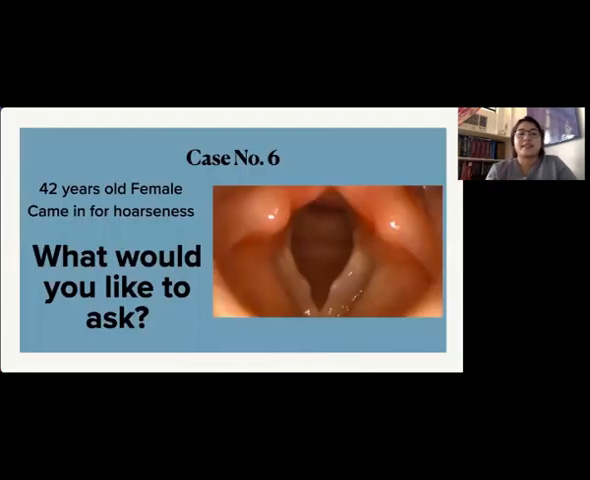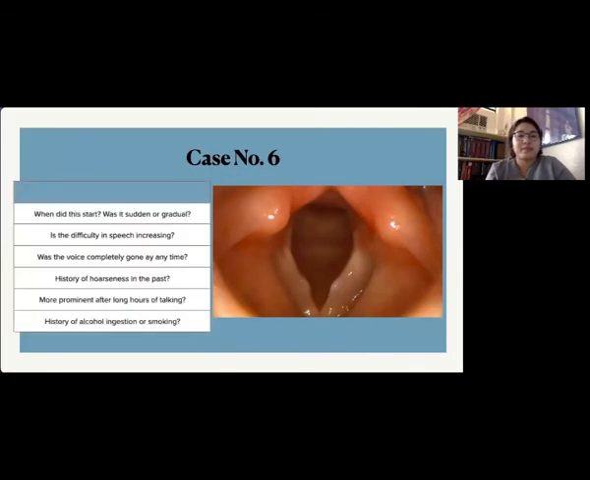So next, we have case number 6. A 42-year-old female came in for hoarseness. What would you like to ask? I'd like to ask, when did this start? Was it sudden or gradual? Is the difficulty in speech increasing? Was the voice completely gone at any time? Is there a history of hoarseness in the patient? Is it more prominent after long hours of talking? Is there a history of alcohol ingestion or smoking?